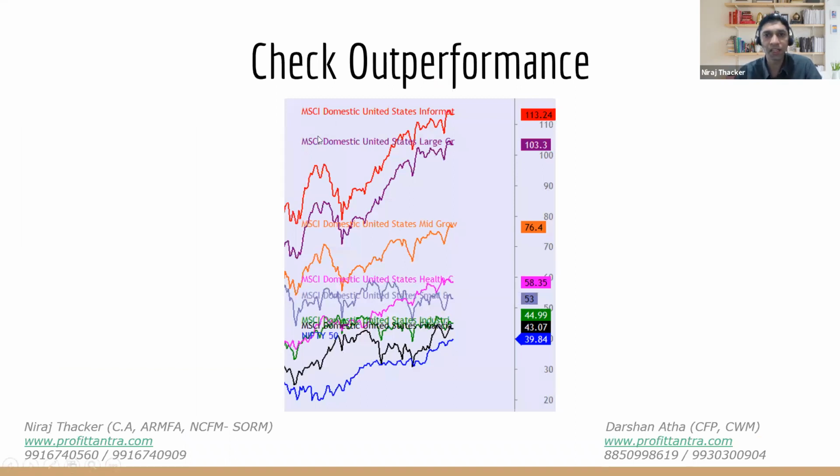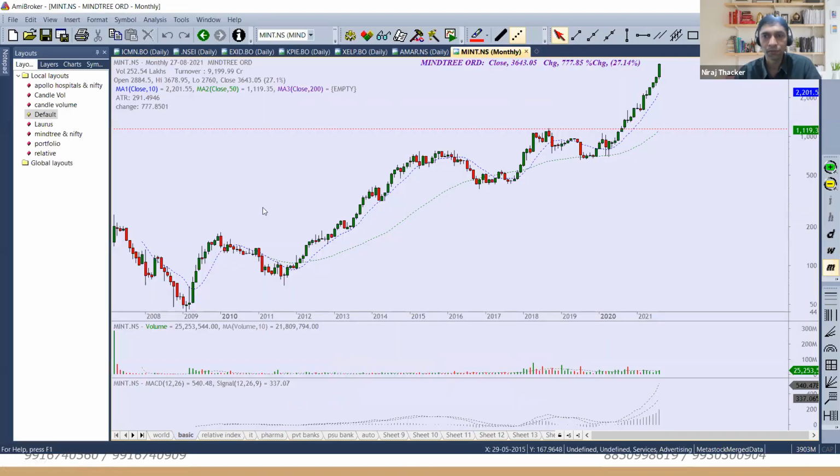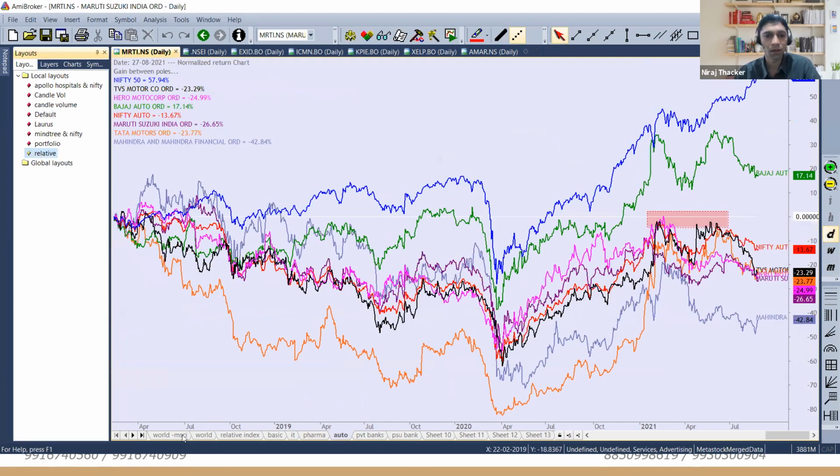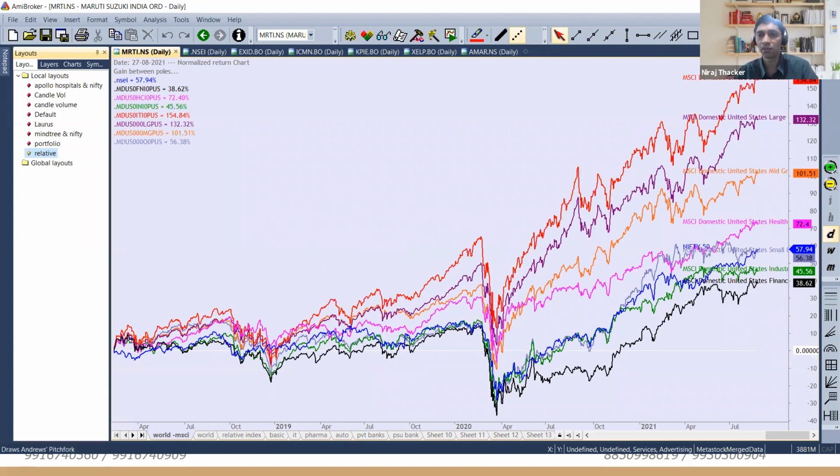So this is the MSCI index. You can see this relative performance. Best performer is MSCI domestic US information technology. Then large cap, then mid cap, health, and all these are performing. I'll show you in my software also. World MSCI, you can see. Anyone who has doubts, please ask me. So you can see here MSCI information technology is on the top, and then the best performer is large cap and all. So you have a general idea that the information technology sector is doing very well.